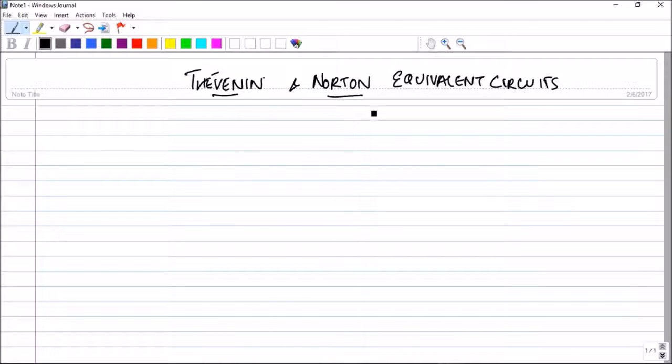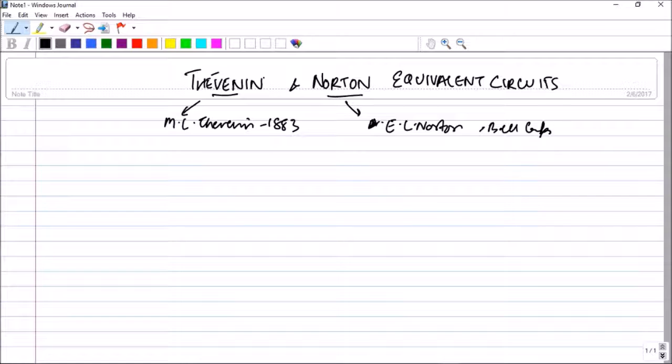Now, before starting with the actual topic, let us give a little bit of credit to the people who have given us these theorems. Thevenin's theorem was given to us by M.L. Thevenin in the year 1883. And Norton's theorem was given by E.L. Norton, who was from Bell Laboratories. Now, that is enough of history. Basically, Norton's theorem is actually a corollary of Thevenin's theorem.